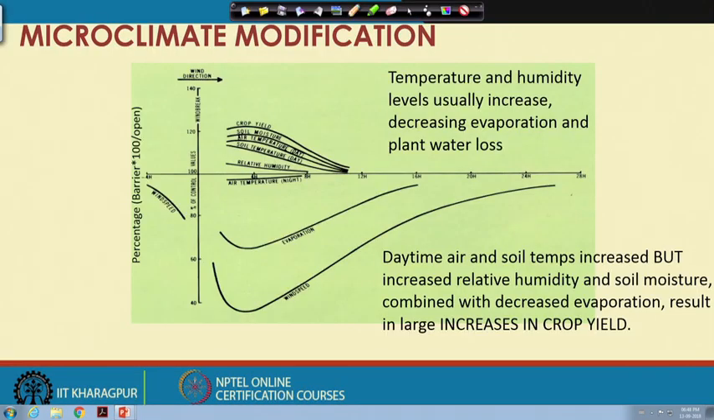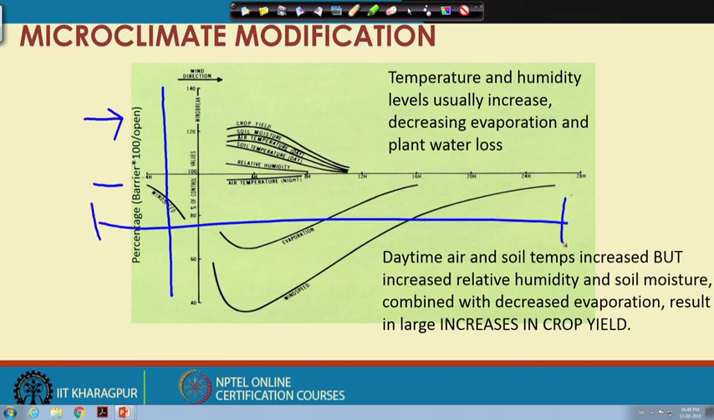Here we can see on the y axis the percentage of control, that means values with the barrier multiplied by 100 divided by values in the open condition. This is the upwind side, this is the downwind side, and these are the different variables: crop yield, soil moisture, air temperature at day, soil temperature at day, relative humidity, air temperature, evaporation and wind speed. And along the x axis we can see the measured length of protection.